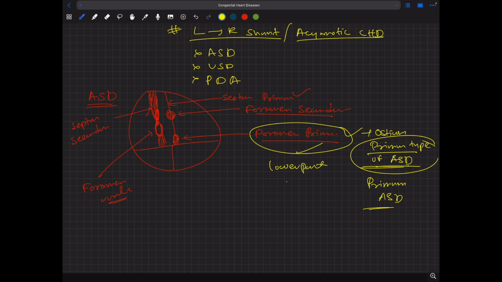the lower part of the septum. If there is a defect in closure of the lower part of the septum, it is called primum ASD or ostium primum ASD. The lower part of the septum fuses with this part. It is called the endocardial cushion.